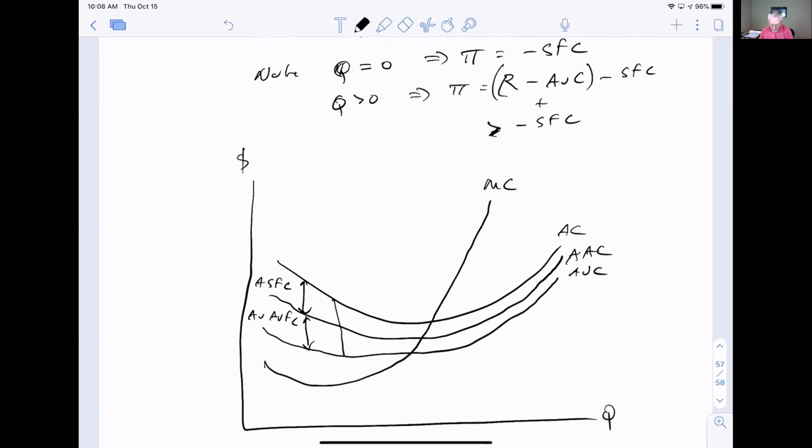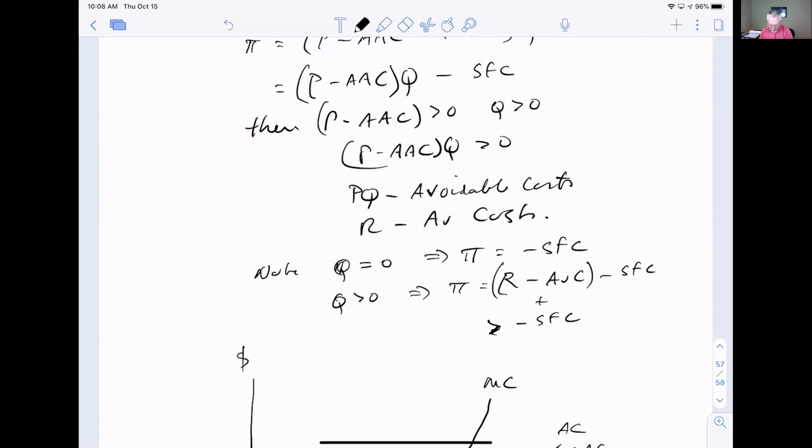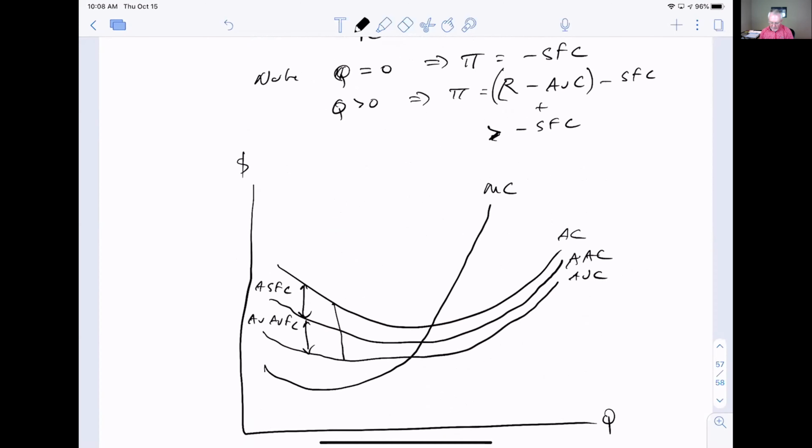So what I'm saying up here is that as long as price is at least as great as average avoidable cost, the firm will choose a level of output associated with the point where marginal cost equals price. So if I were to consider this point right here, for example, we would take that point right there. And at this point right here, we have positive profits. Price is greater than average total cost.